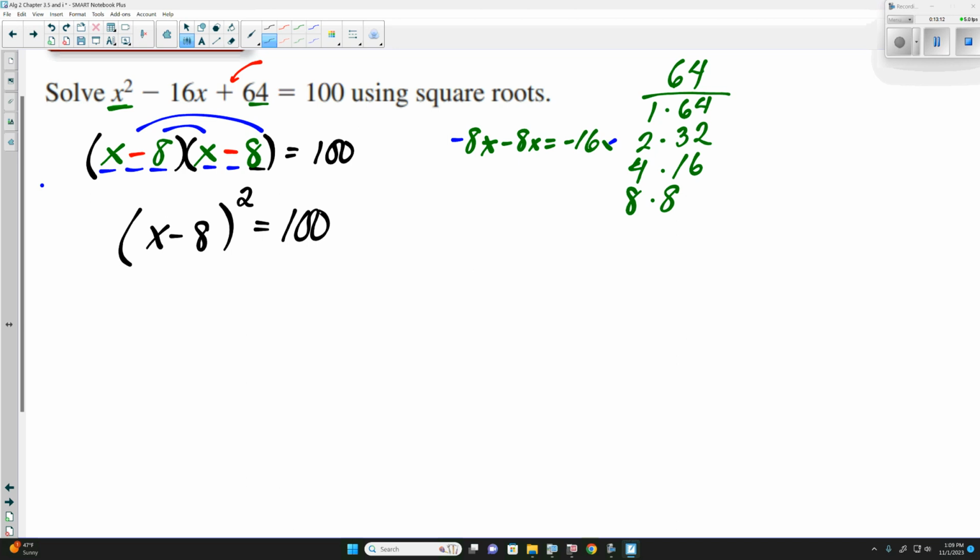x squared minus 16x plus 64. We actually call this a perfect square trinomial. It is a quadratic that can be written as a single set of parentheses squared. And because it is a single set of parentheses being squared, I can actually square root both sides. I can apply the square root property to it. Because our square root and square will cancel.